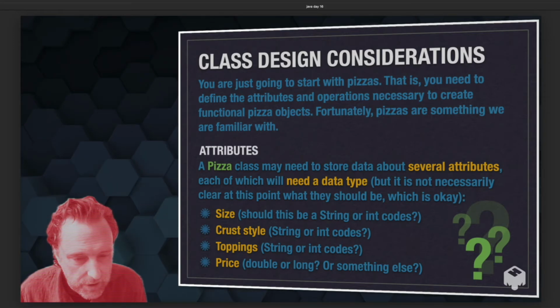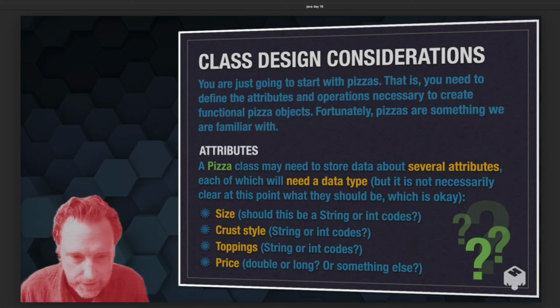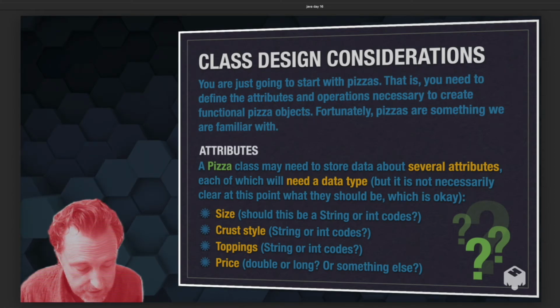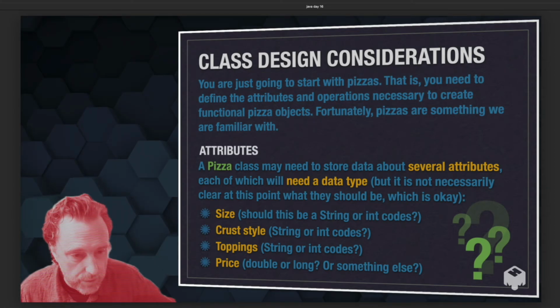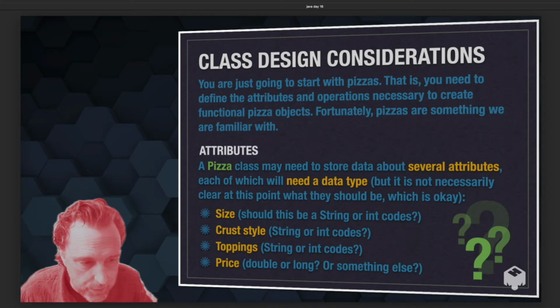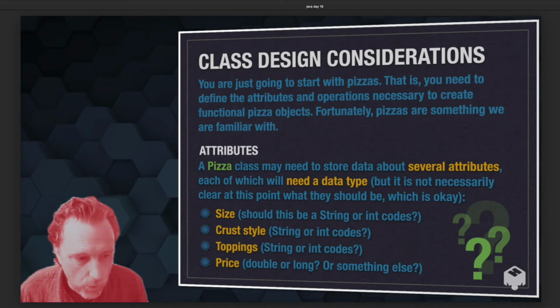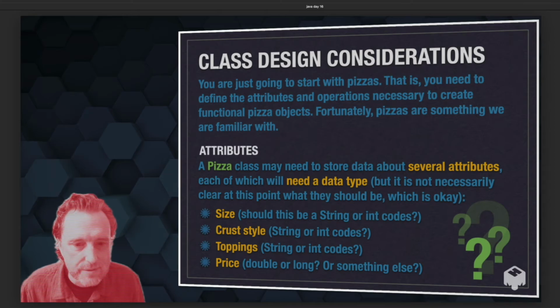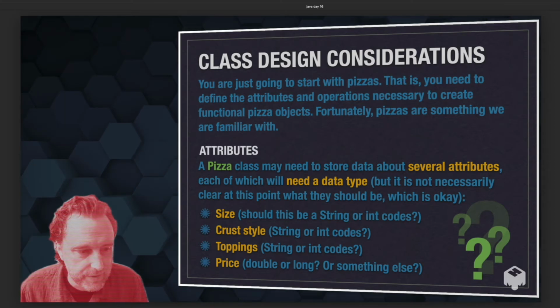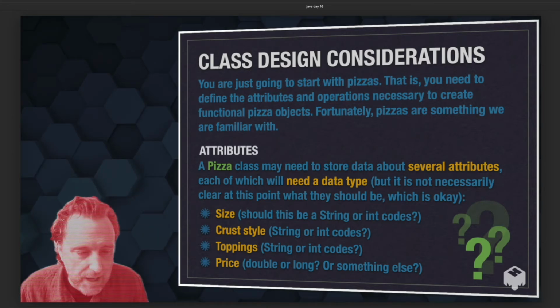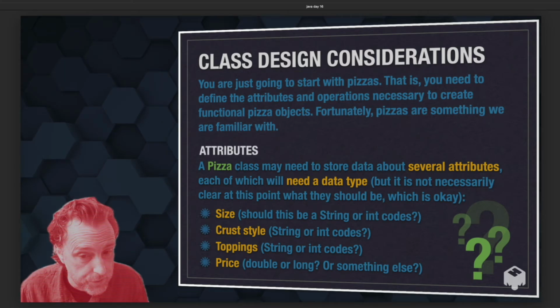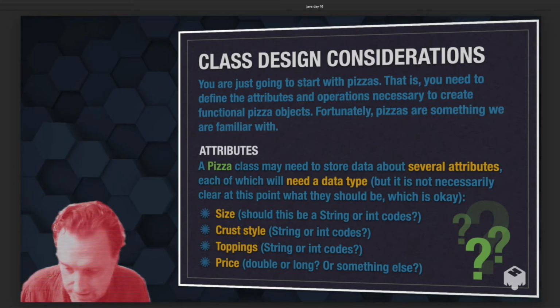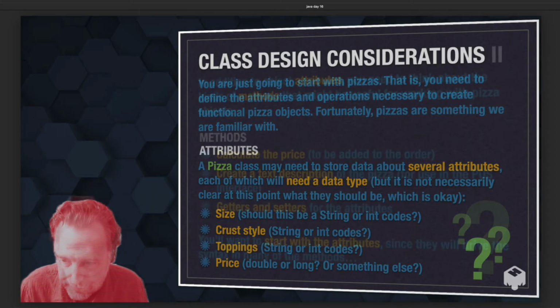So is double good enough for that? And at this point, yeah, it is. These are design questions. They're questions that you have to answer for yourself in terms of how do I want to code this? Or if it's a team project, obviously how does the team want to code it? The way I've coded this initial example is I've used integer codes for size and crust style. And toppings is just a very simplified count, so it's a counter, so it's also an integer. And then I'll put price as a double.